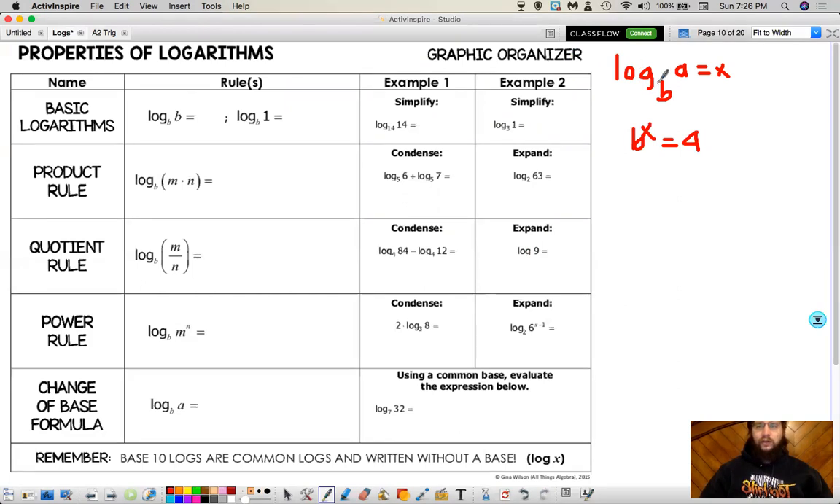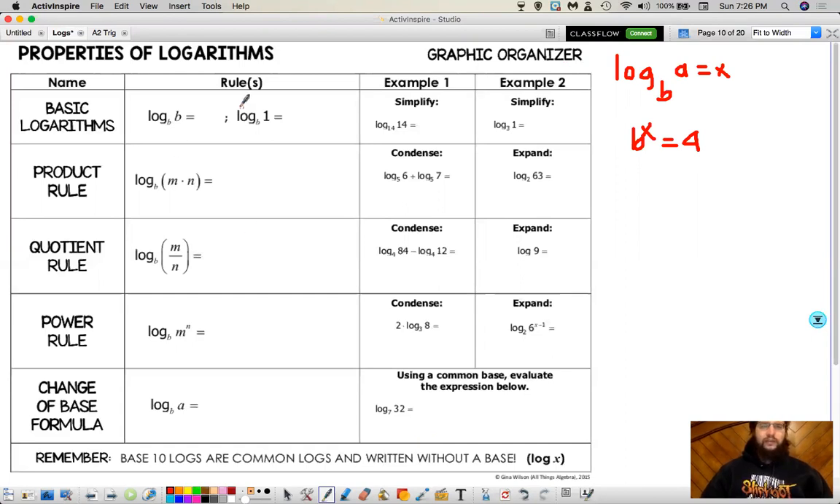Remember, logs are exponents. What is x here? It's the exponent on the exponential equation. That's why all of our rules work, because logs literally are exponents. So these two things are equivalent. Make sure you write that part at the top here. So to go from a log to exponential or exponential to log, use this. That's an A, even though it sucks.